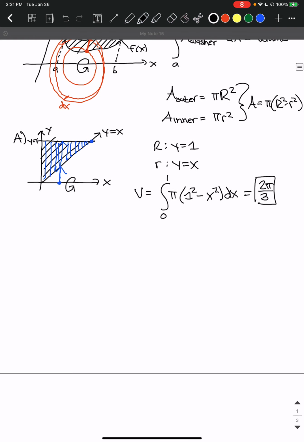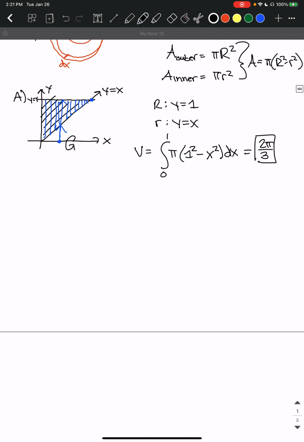Okay, so this is almost as simple as it gets, right? You're identifying an outer radius and an inner radius. The formula is not going to be that terrible, and you're going to get an answer in terms of pi generally. All right, so let's do another example.